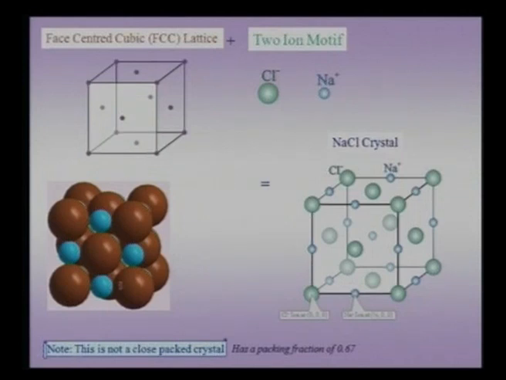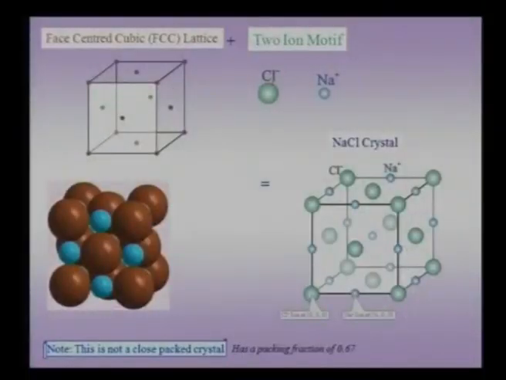This is for instance an FCC lattice which has been decorated with a 2-ion motif, a chlorine ion and a sodium ion. This is nothing but the common salt structure, the NaCl structure, and the crystal I obtain is the one shown in the diagram on the right. Now if you look at this diagram, you see that all the green spheres, in this case the chlorine ions, form an FCC lattice. Equivalently, all the positions of the sodium ions also form an FCC lattice.